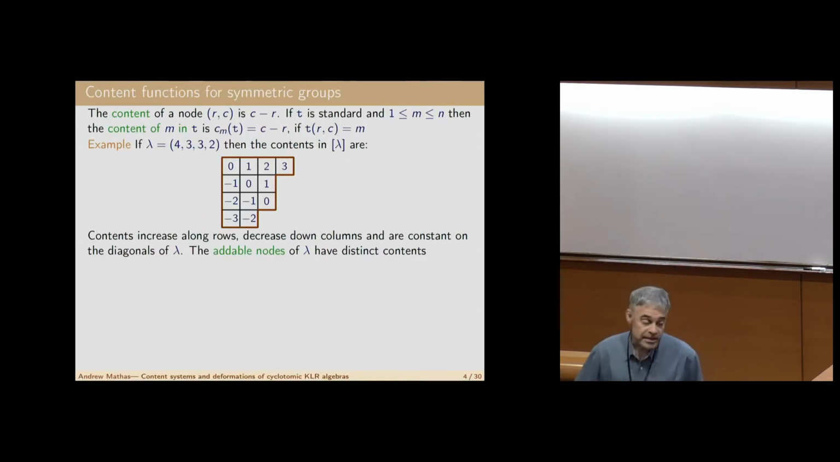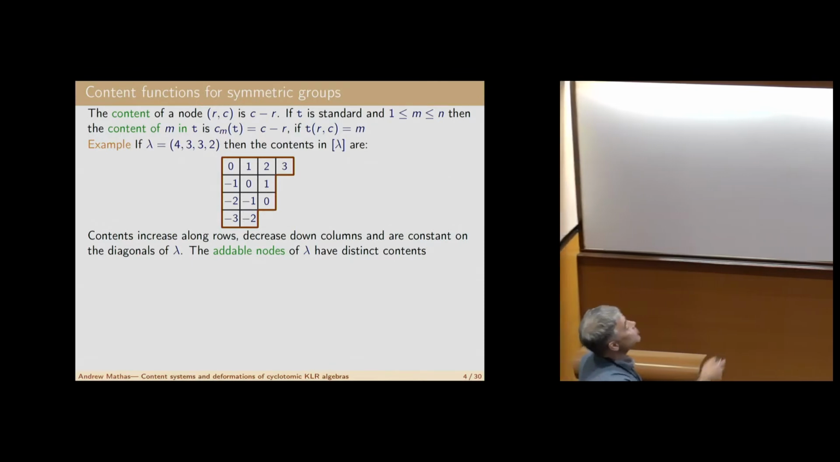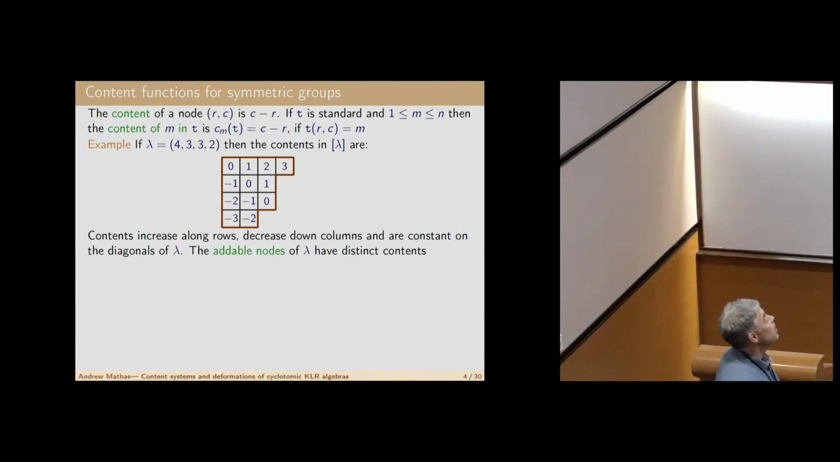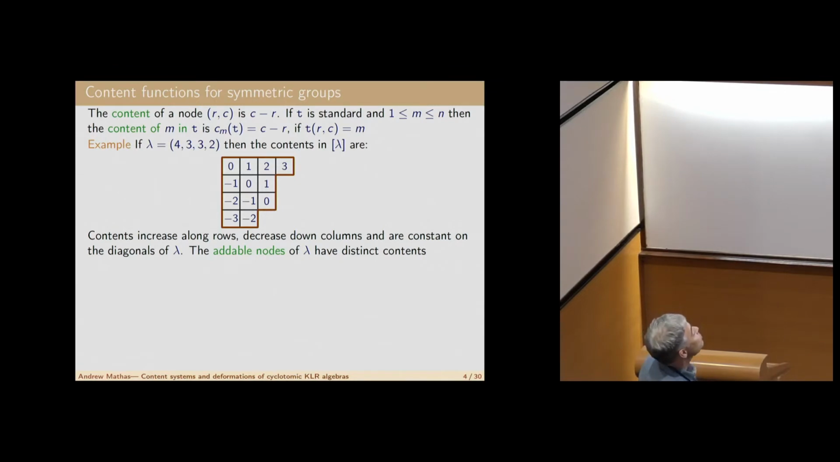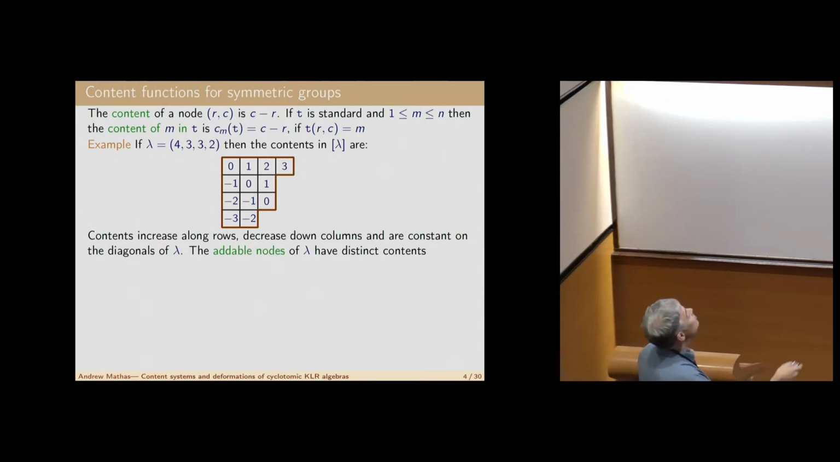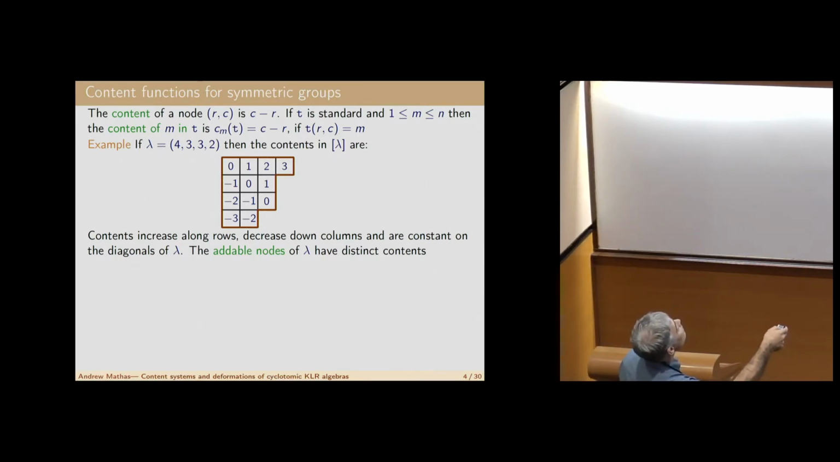Contents, I think we all know what contents are as well. We just take the difference of the column index and the row index. So there are the contents inside this tableau 4, 3, 3, 2. The content of a tableau, I simply look at the corresponding box where the number is, and that's my content. So here I've got my content of m inside T. I just look at where m is. If it's in row r, column c, then I take the difference of the column index and the row index.